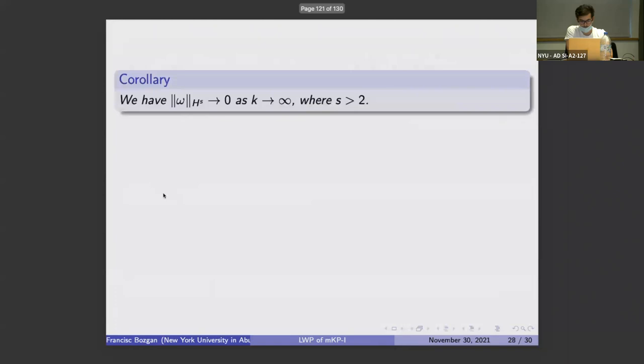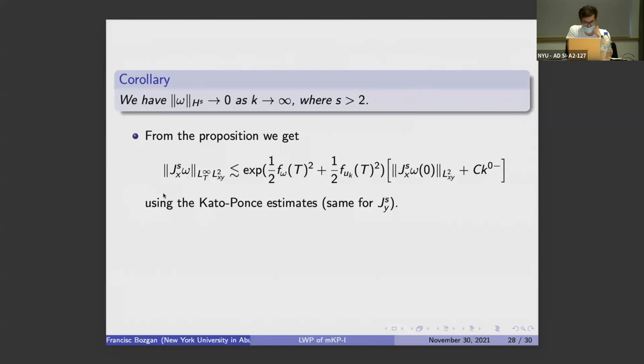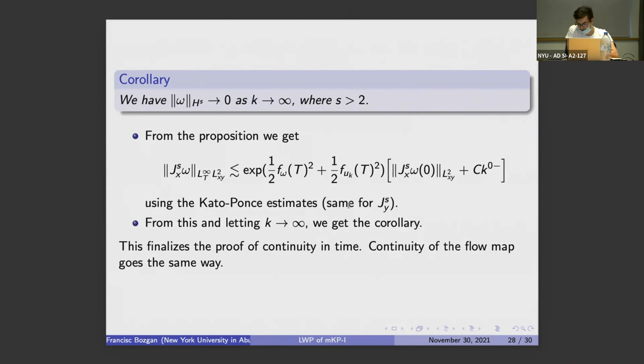So we can complete the proof that the H^s norm of omega goes to zero for s greater than two. From both of those estimates that I just showed you, we can get this estimate. Both of these are bounded, and this will go to zero, and this will go to zero as k goes to infinity. Same for J_y^s. And this finalizes the proof of continuity in time.